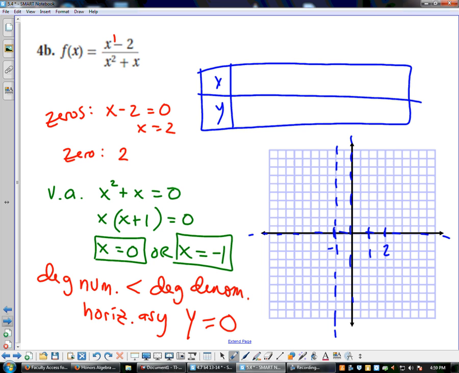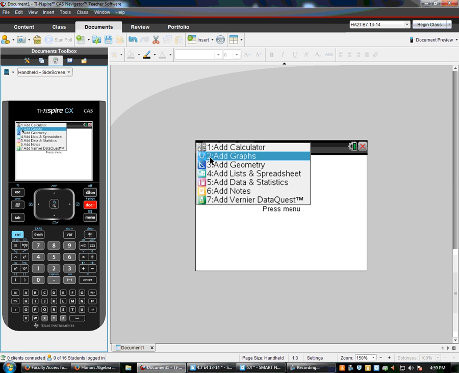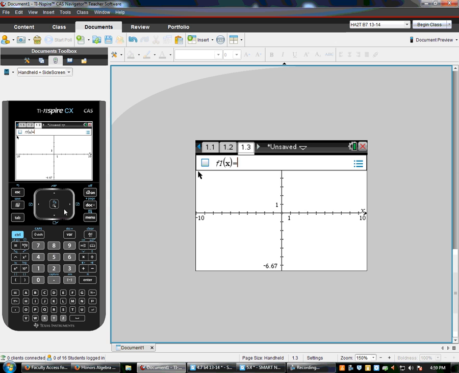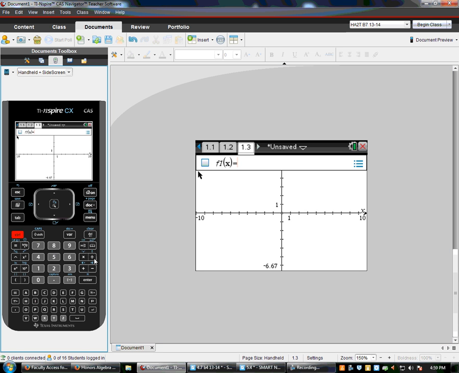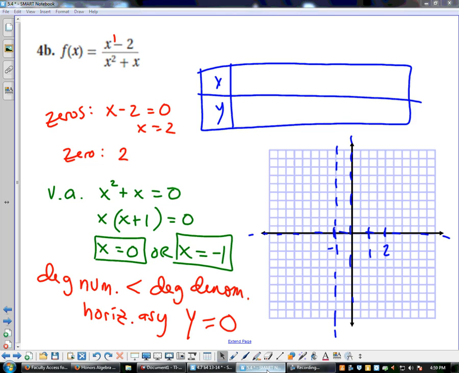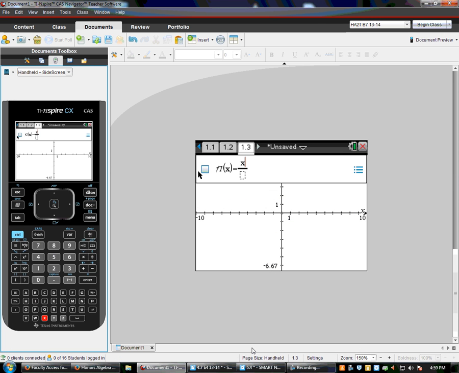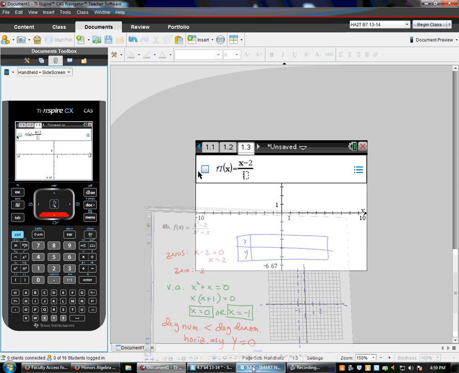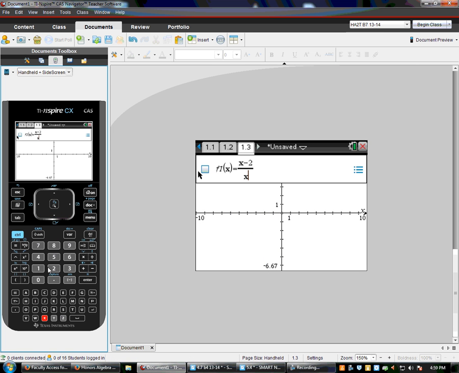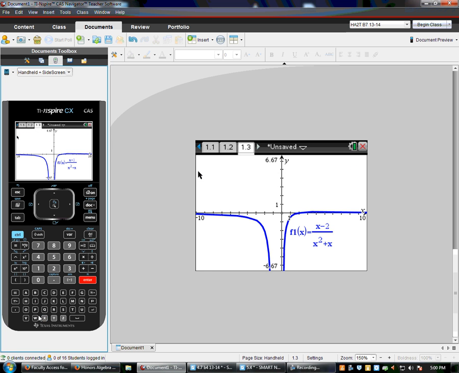All right, and let's just take a quick look at what this is going to look like on our calculator. So it's x minus 2 over x squared plus x. I go to a graphs page. I want to get a fraction template going here. So I have my equation of x minus 2 over x squared plus x. And there's our graph.